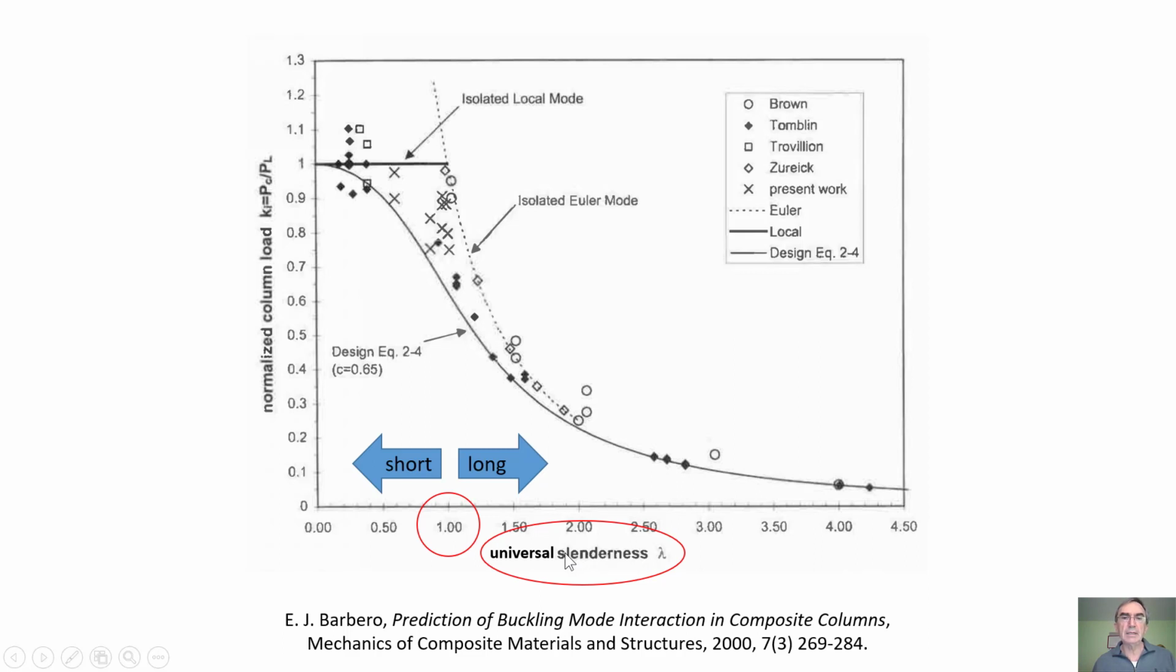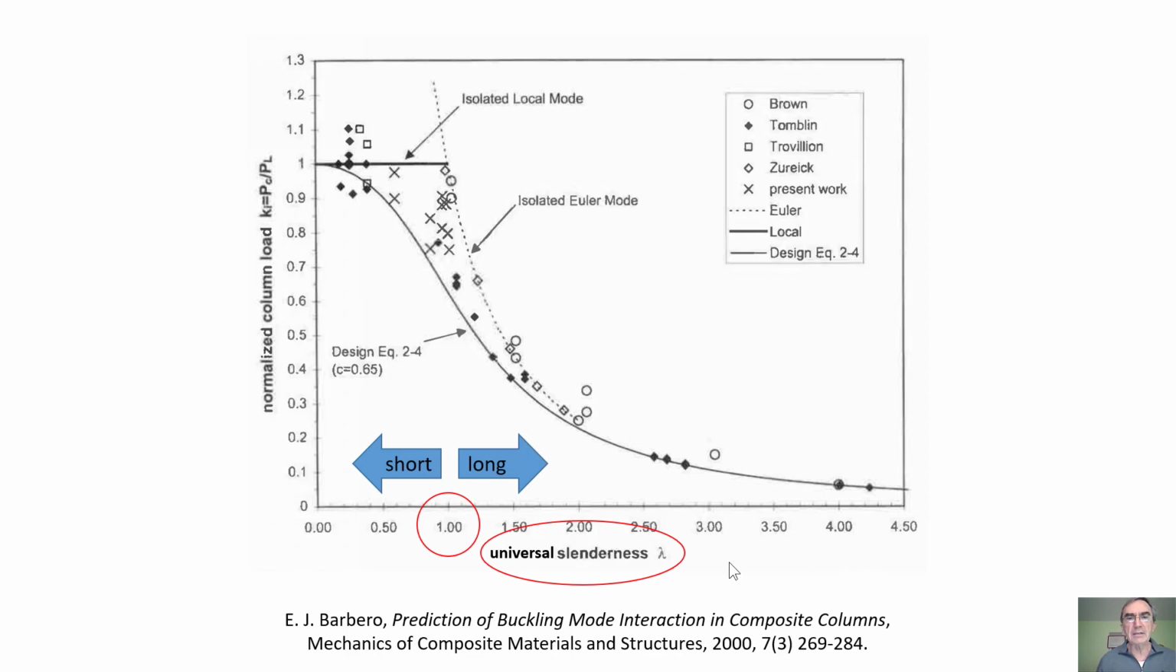Now the universal slenderness lambda is defined in this paper in 2000. And it is not the slenderness that you find in a mechanics of materials book, because that formula is for steel, and that formula should not be used for pultruded or any type of composite materials. And the reason is that in steel, the interaction between modes occurs between buckling and plasticity. But pultruded columns and composites do not have plasticity, because the behavior is dominated by the fibers, which are totally elastic. So you won't have plasticity. Interaction occurs between two buckling modes. So the phenomenon physically is different. The definition of the slenderness should be different.